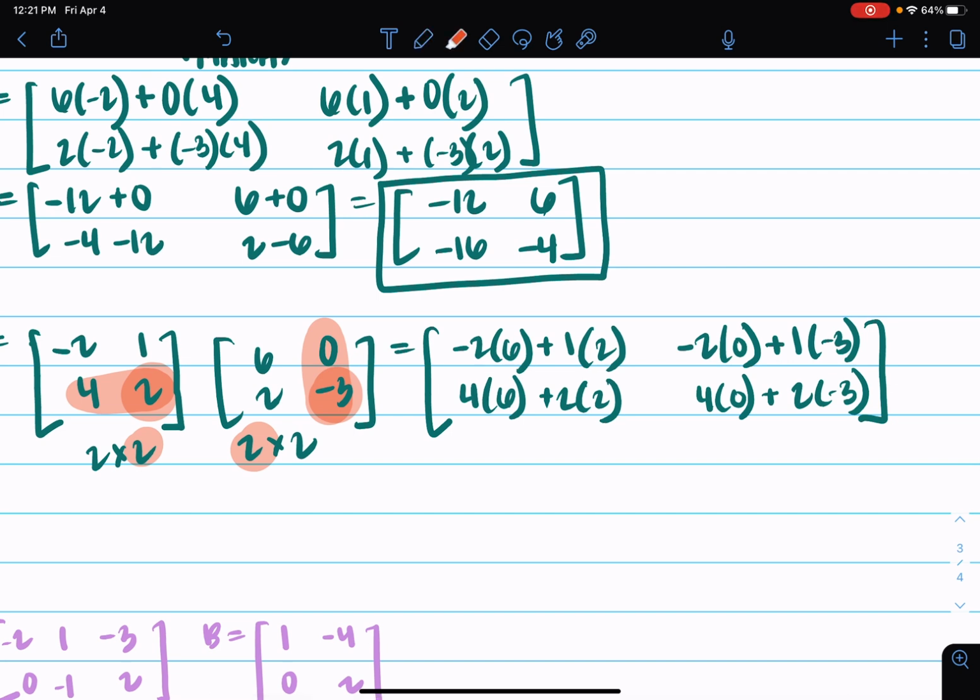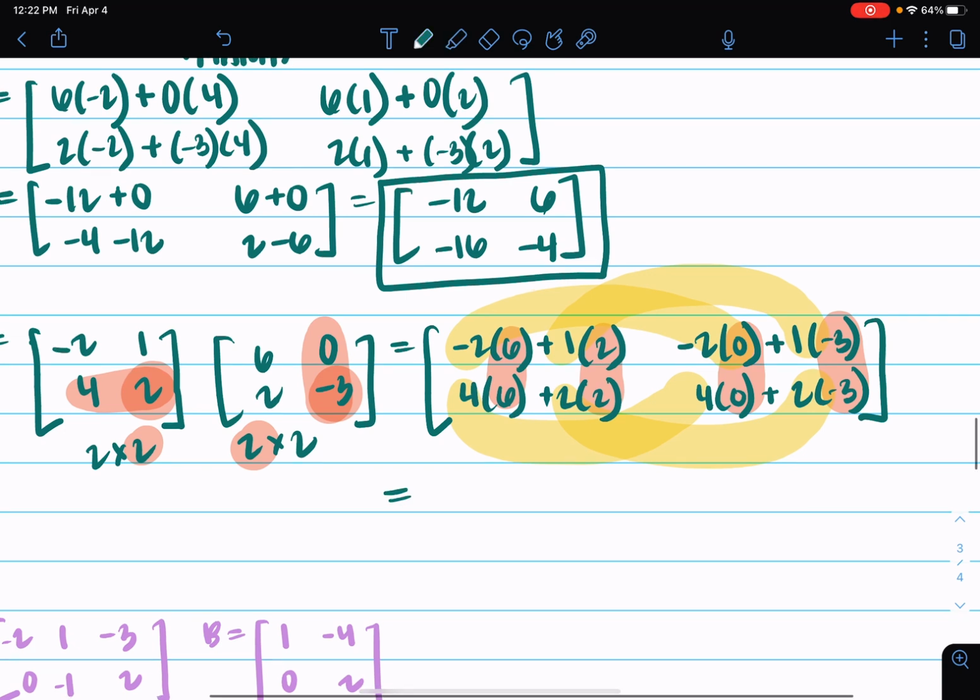You can see a pattern within this. We have the 6's here, the 2's here, the 0's here, the negative 3's here. And then the pattern also goes the other way. I'm going to highlight it a different way so you guys can tell. Negative 2, negative 2, 1, 1, 2, 2, 4, 4. So it's like a pattern within this.